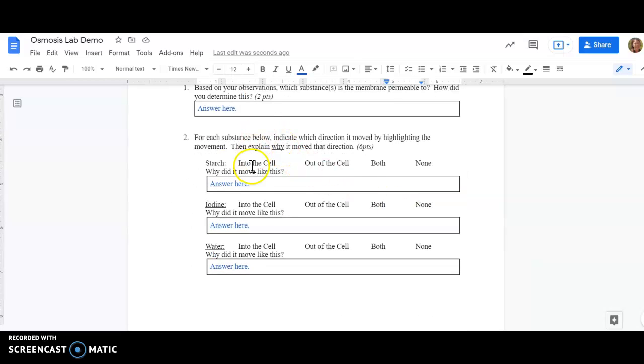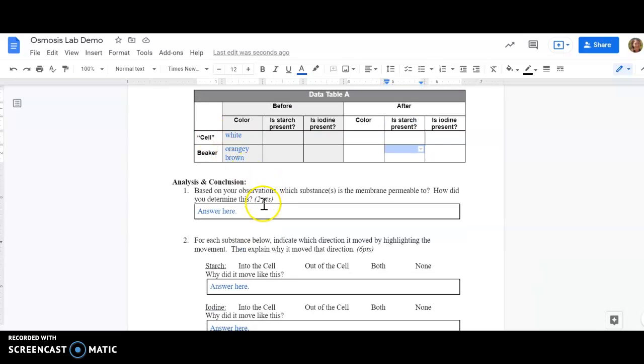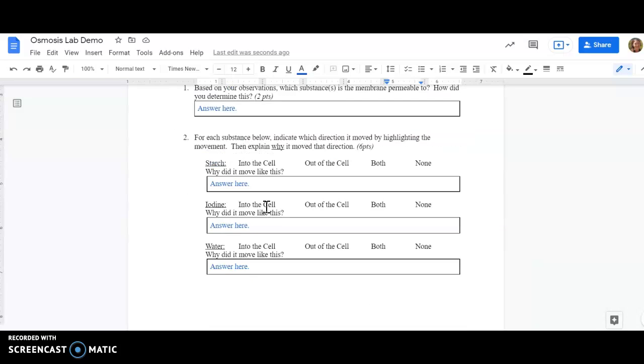Then you have some analysis and conclusion questions to answer here. Number 1 is pretty easy, pretty self-explanatory once you know what moved across, so make sure you finish that video before answering that one. For question number 2, you have 3 categories. You have the starch, the iodine, and that should say glucose, not water, my typo. And you're going to tell me which way each of them moved and why you think they moved that direction.